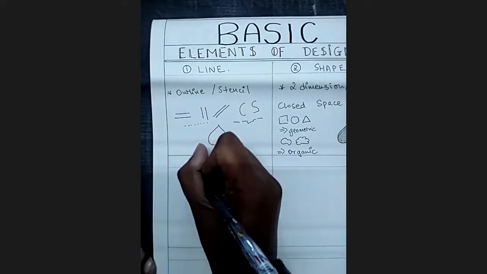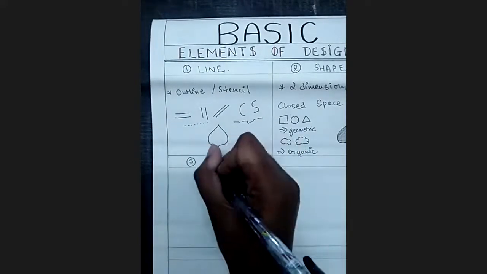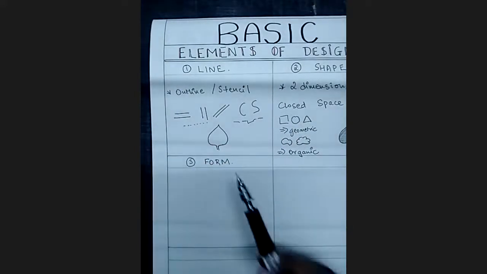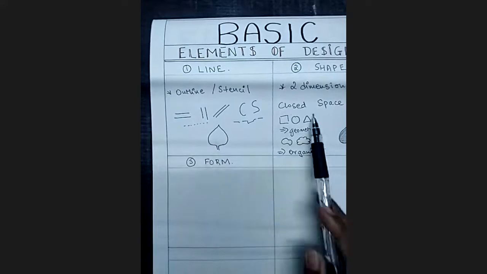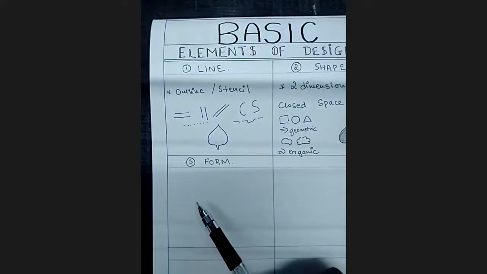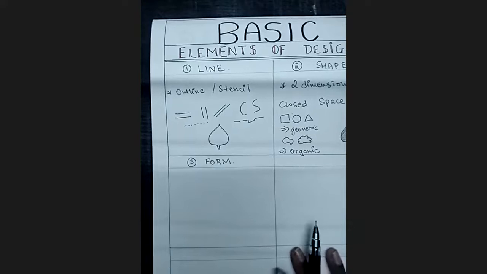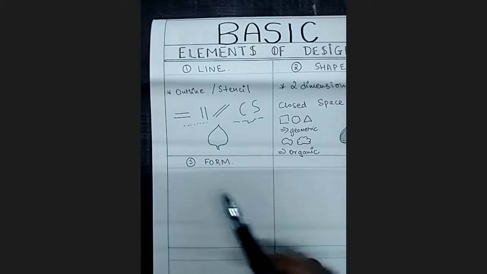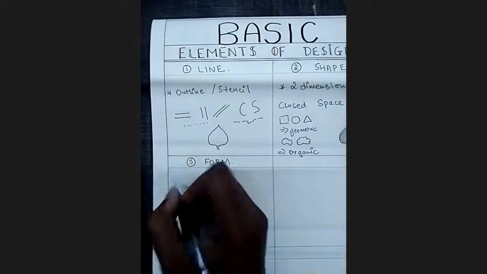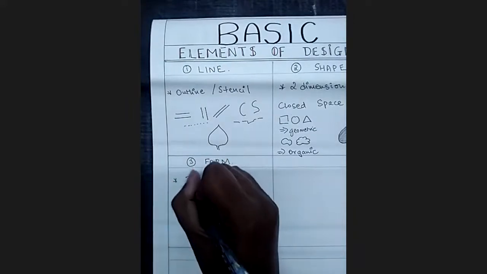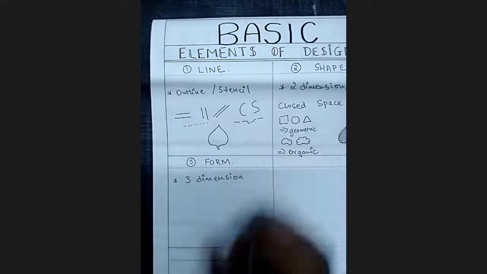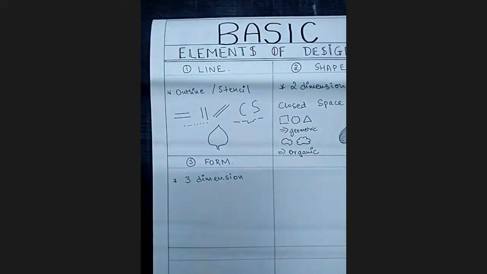Now we're looking at the third element, which is form. We've done one dimension, we've done two dimension. The next thing that we have is three dimension, obviously. We're building the same artwork in different steps by adding different elements. So the third element is form, which is nothing but a three-dimensional representation of the same.